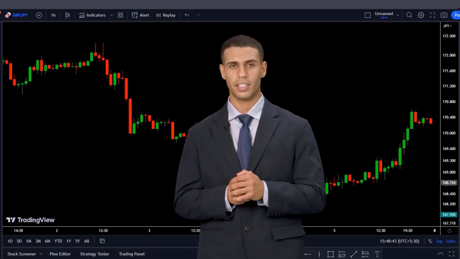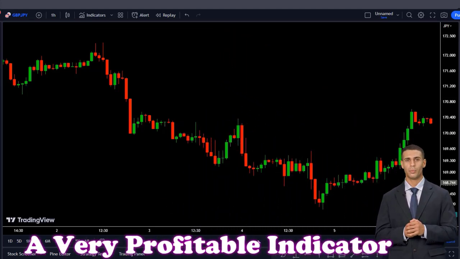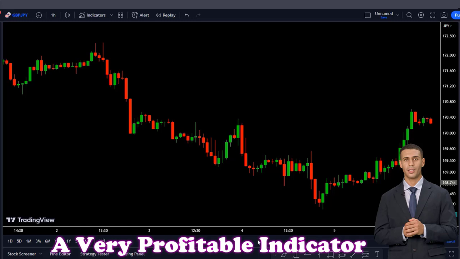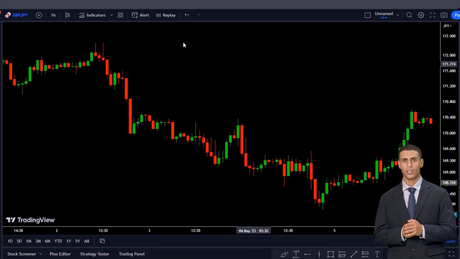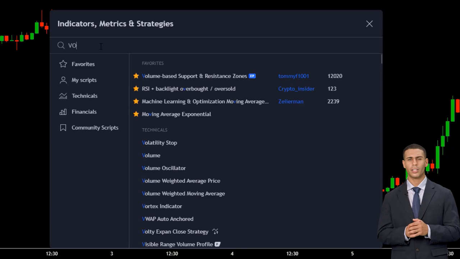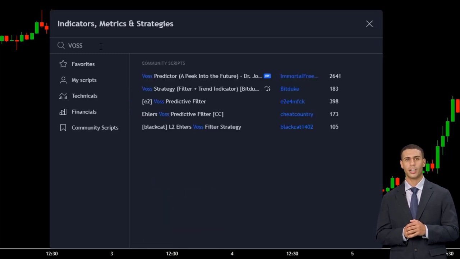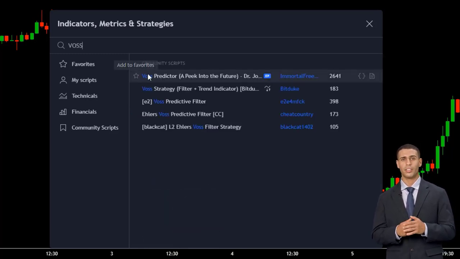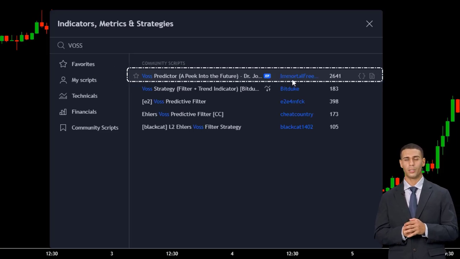Hey guys, in today's video I want to introduce a very profitable indicator that gives highly accurate prediction on the next movement of the market. To add this wonderful indicator to our chart here, first of all, go to screen top, click on indicators, and we search VOS Predictor. This one was Predictor a Peek into the Future, which is an editor specs indicator, and it's written by someone named Immortal Freedom.